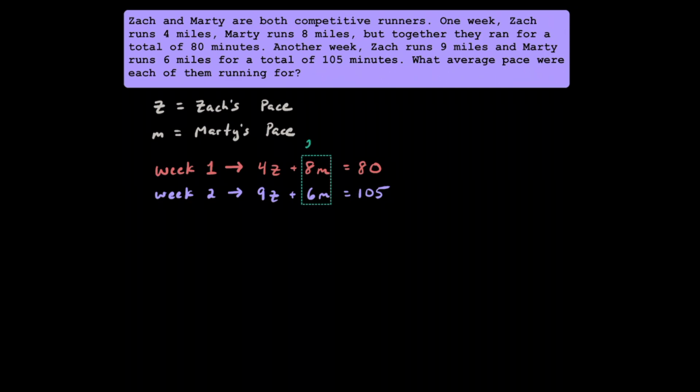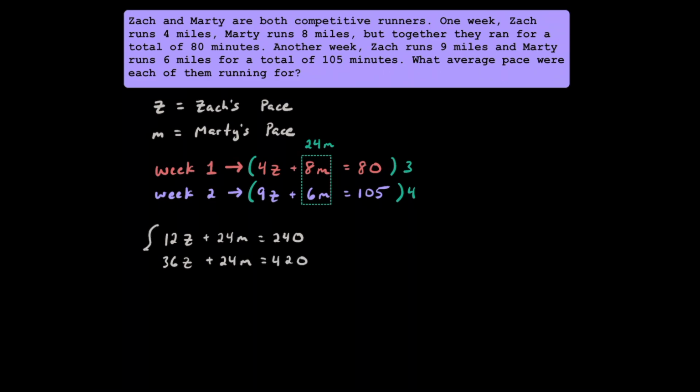In this problem, I'm going to eliminate the M's by making them both 24M. To do that, we're going to have to multiply the top equation by 3, and then multiply the bottom equation by 4. 3 times 4Z is going to be 12Z, 3 times 8M is going to be 24M, and 3 times 80 is going to be 240. On the bottom equation, 4 times 9Z is going to be 36Z, 4 times 6M is going to be 24M, and 4 times 105 is going to be 420.